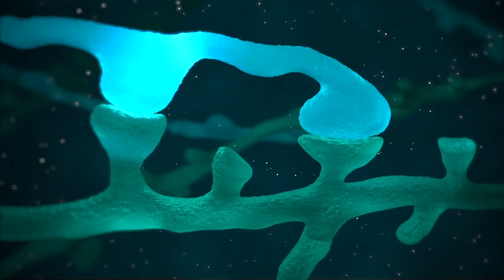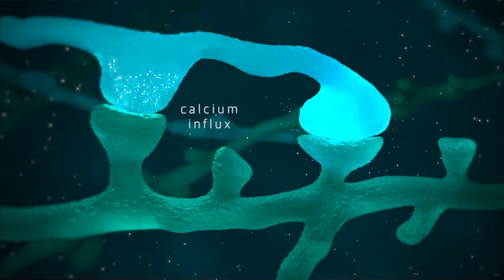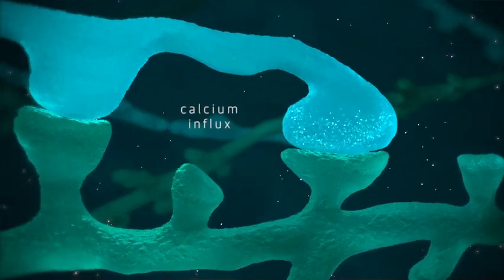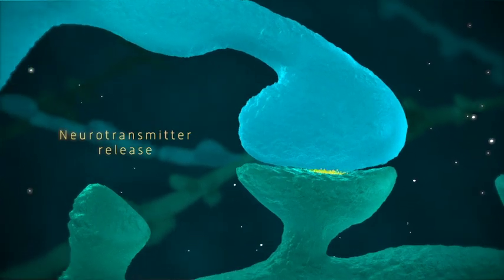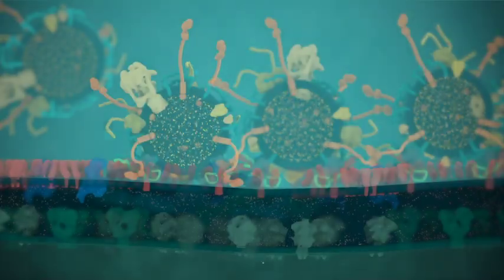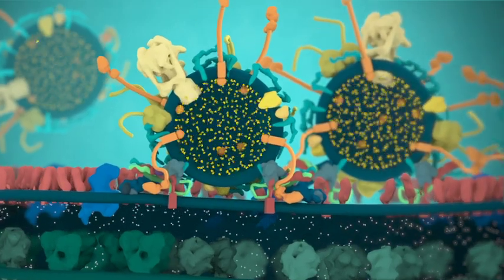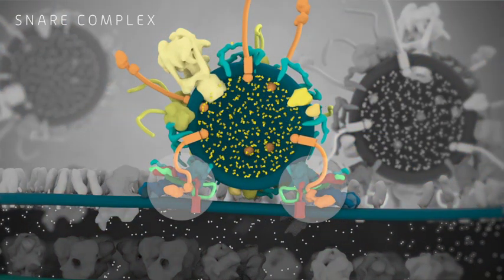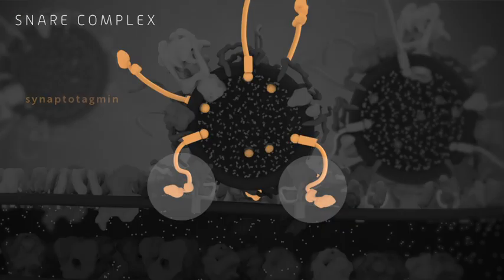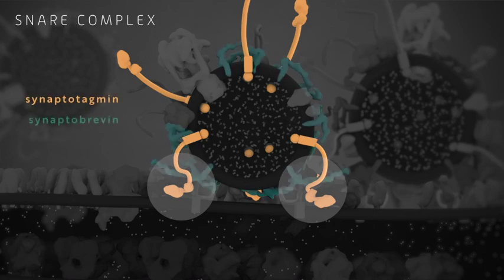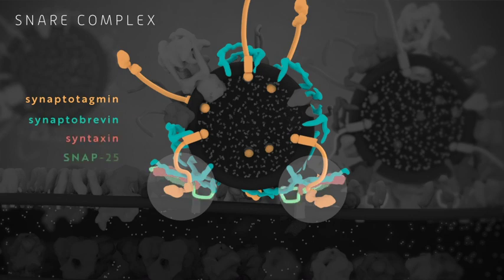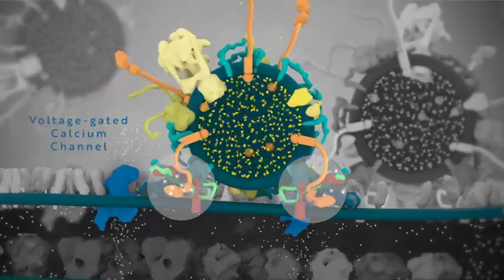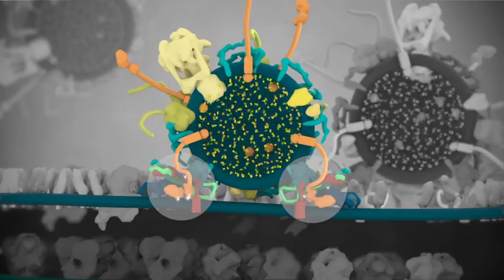Upon arrival of an action potential or an electric impulse, primed synaptic vesicles fuse and release neurotransmitter into the synaptic cleft. Fusion is mediated by the SNARE complex and the calcium-sensing protein synaptotagmin. The core components of the SNARE complex are synaptobrevin, syntaxin, and SNAP25. Synaptotagmins trigger exocytosis in response to local calcium entry through voltage-gated calcium channels.